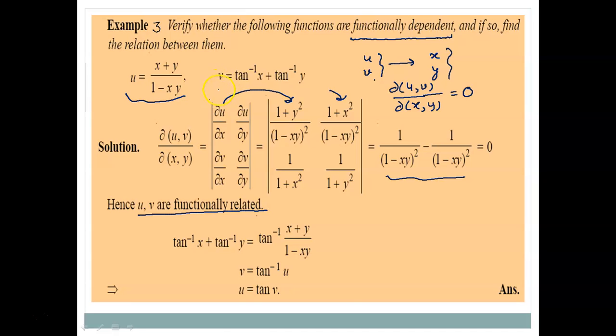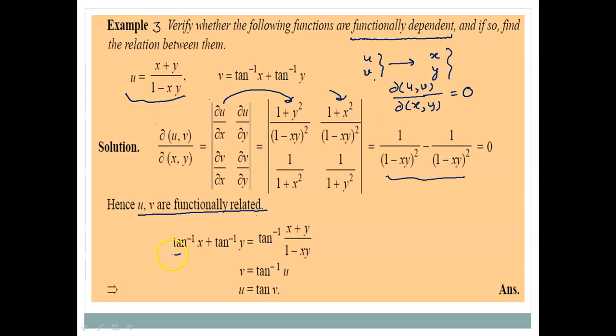So see, suppose I'm writing tan inverse x plus tan inverse y. Then from the knowledge of trigonometry, we know that the formula for tan inverse x plus tan inverse y is in fact equal to tan inverse of (x plus y) divided by (1 minus xy). This you can see from trigonometry, this formula is there.